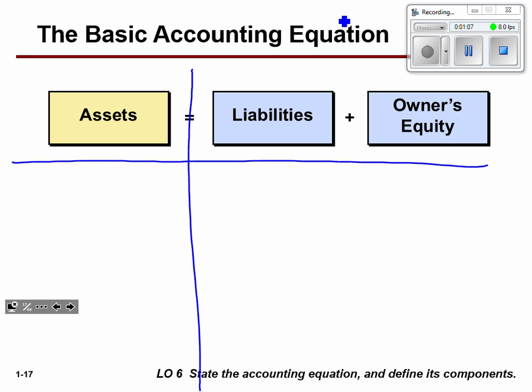I'm going to describe what each of these mean, give you examples, and then I'm going to talk about how it all works together. And this is the absolute foundation of accounting. It's what's called the basic accounting equation. Assets, I'd like you to label A. Liabilities, L. Owner's equity, OE. A lot of times you'll see ALO. A equals L plus OE.